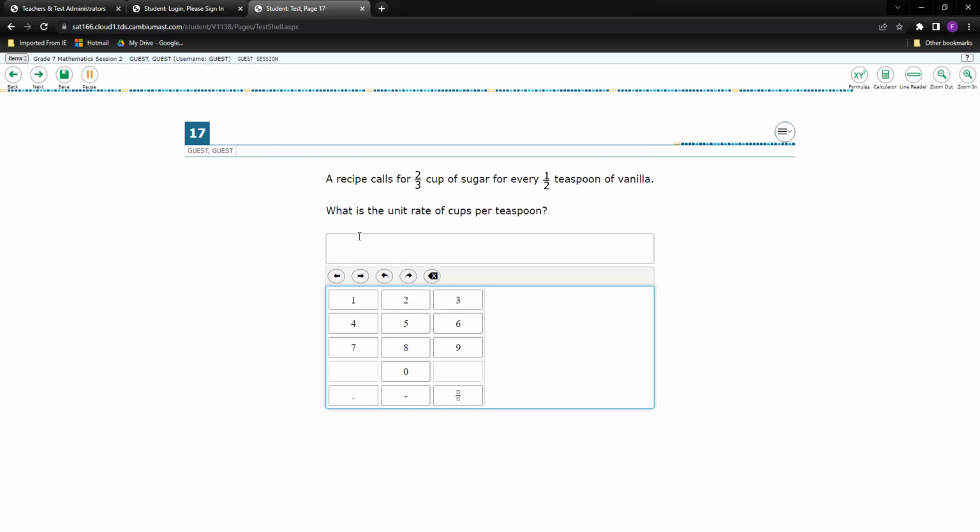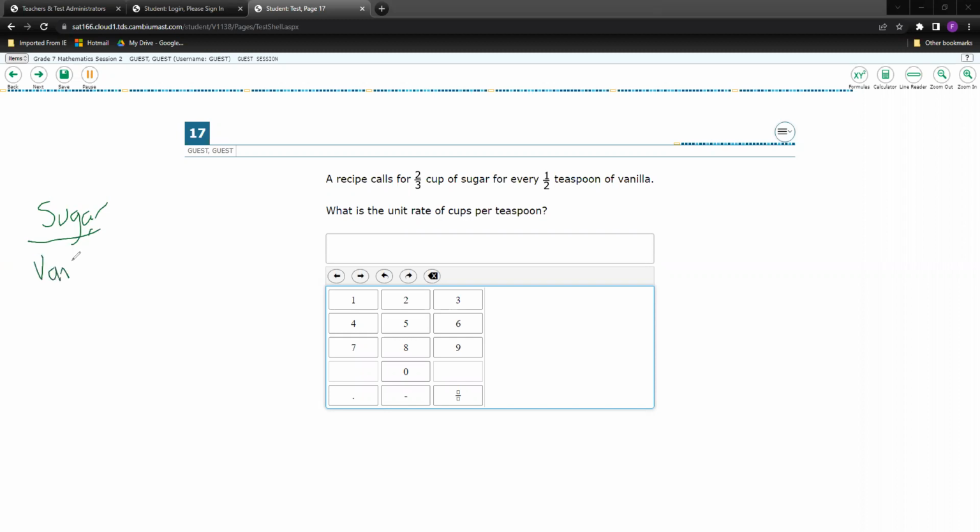Okay. The unit rate per teaspoon, so that has to be on the bottom. The unit rate is at the bottom. So we're going to have sugar over vanilla. So that is 2/3, a complex fraction, over 1/2. And I need to get a unit rate on the denominator of this proportion.